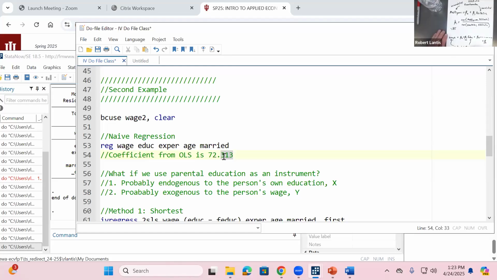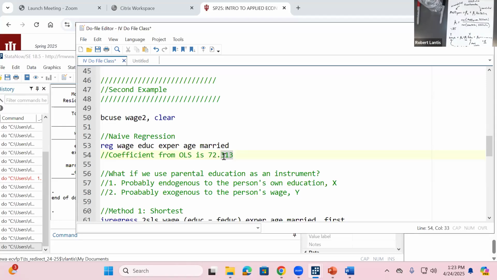However, what do you think is true about parents who have a college degree? Do you think their kids are more or less likely to have a college degree, even if we control for all other factors, even if you can control for things like income? It's probably more likely. So this instrument Z is correlated with our X variable, uncorrelated with our Y variable.